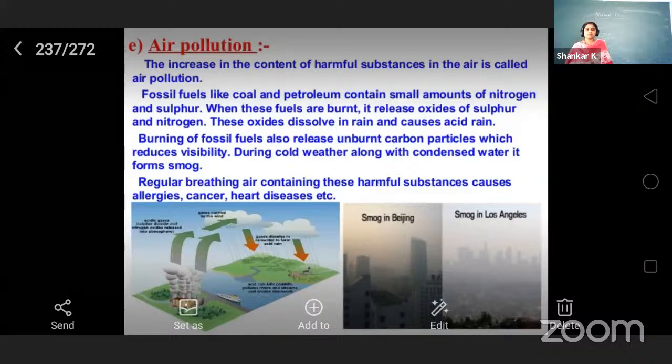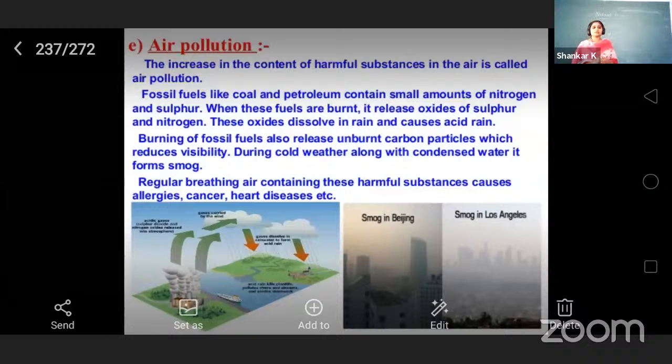During cold weather, along with condensed water, it forms smoke. You know what happens in the cold season? You know the fog, it is not visible, isn't it? In the cold season, if you wake up early in the morning, at 5 to 6 o'clock, you can see the road is not visible because of the smoke. Because of the water, it forms smoke during cold weather.